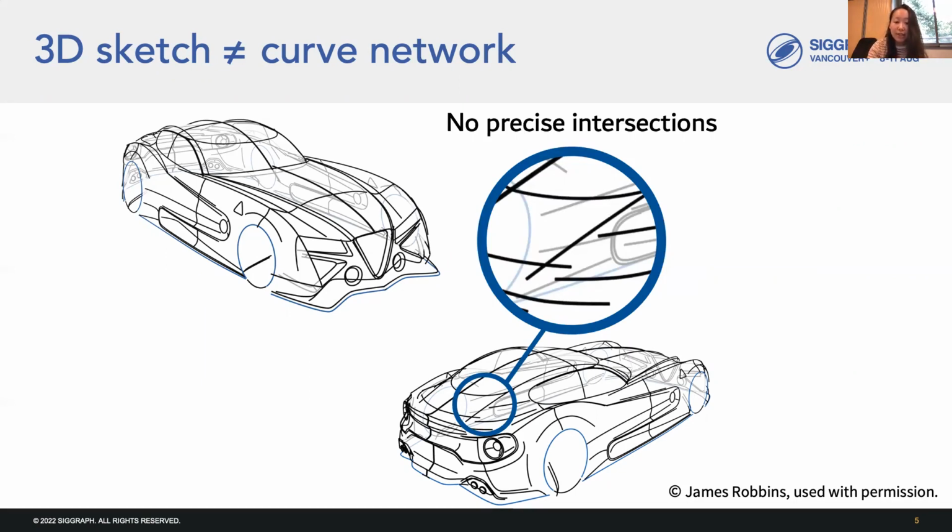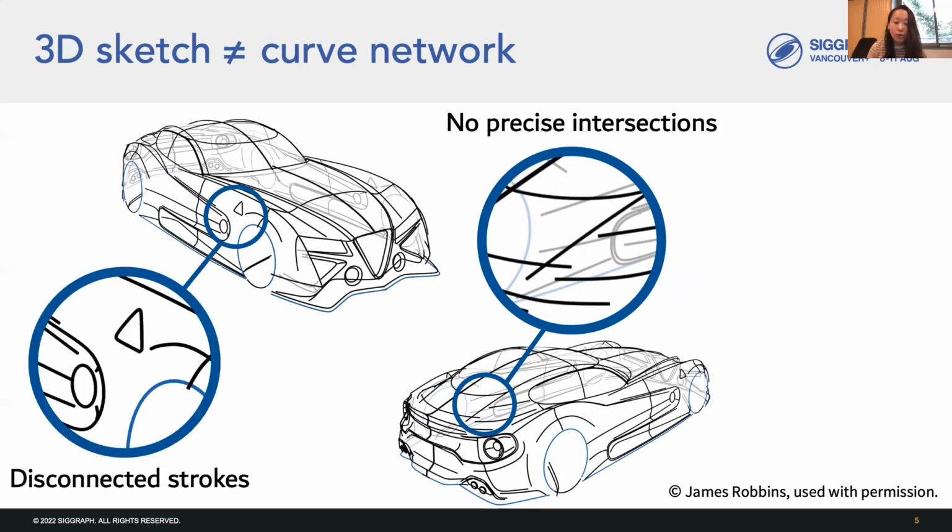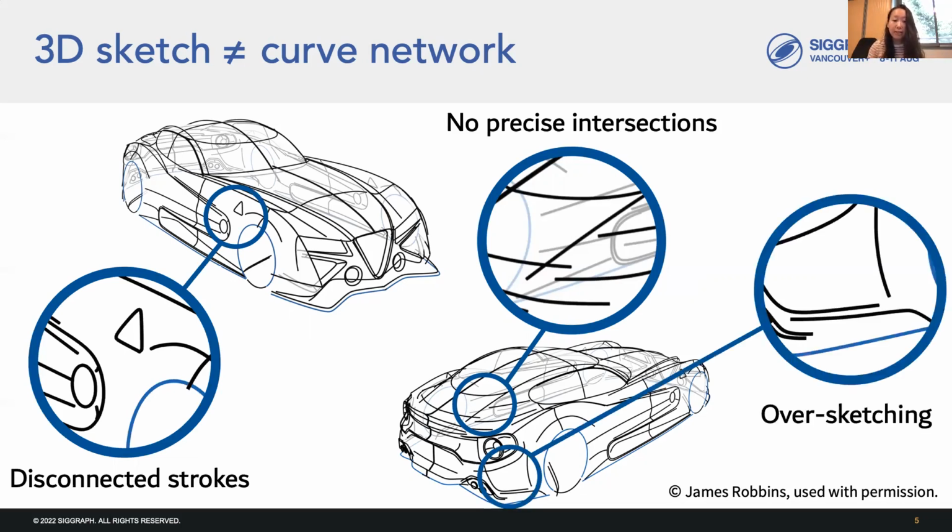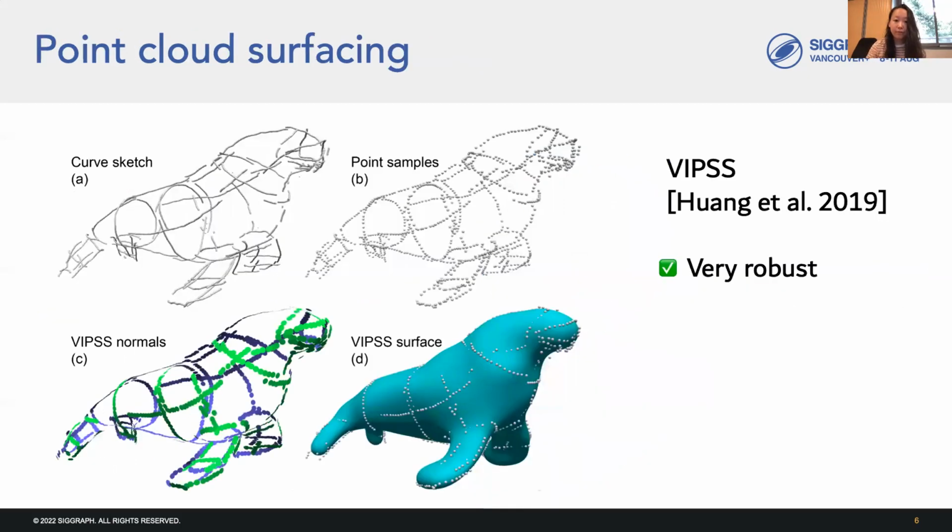When sketching, artists often don't plan their strokes such that they form a curve network, so there may be small disconnected strokes or disconnected groups of strokes. Oversketching and minor defects in strokes can also make cleanup difficult, akin to the problem of 2D sketch vectorization.